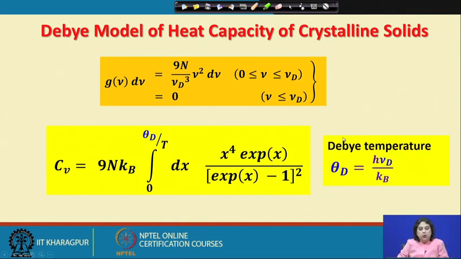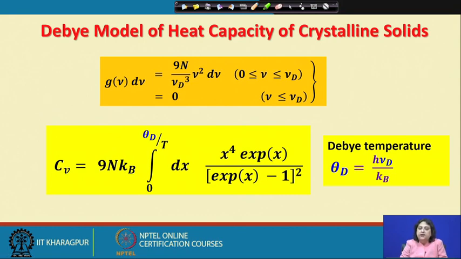But here what I would like you to note is that I have introduced the concept of Debye temperature, just like the Einstein temperature, and now my Cv is dependent on this θD, because this θD appears in the upper limit of the integration, which is a rather complicated integration. Now, what have we learned from here?